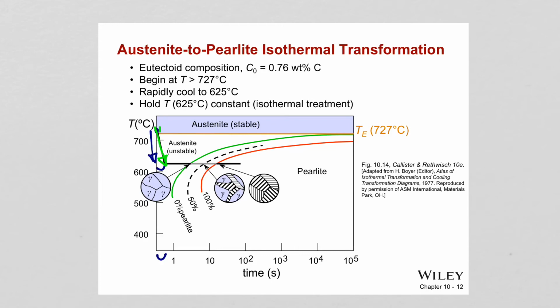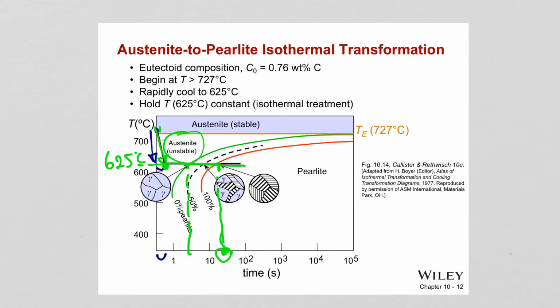So we started from 727, and within less than 1 second we decrease the temperature to 625. It is a rapid cooling, but we still have austenite structure, because we are in this region. Now if I keep the material at that temperature, along the isothermal line, how long will it take this austenite to form pearlite? As you can see, nearly this much time. So let's say the transformation starts here and ends here.